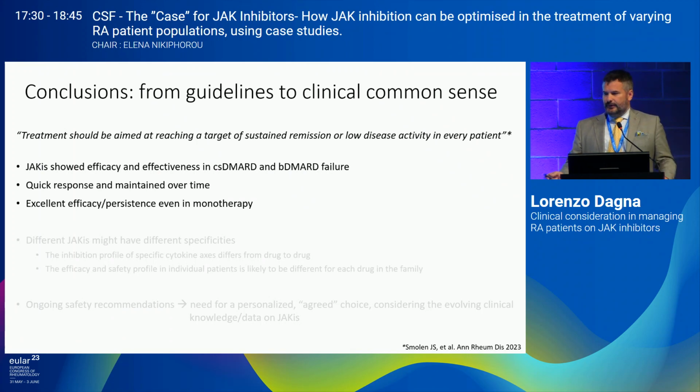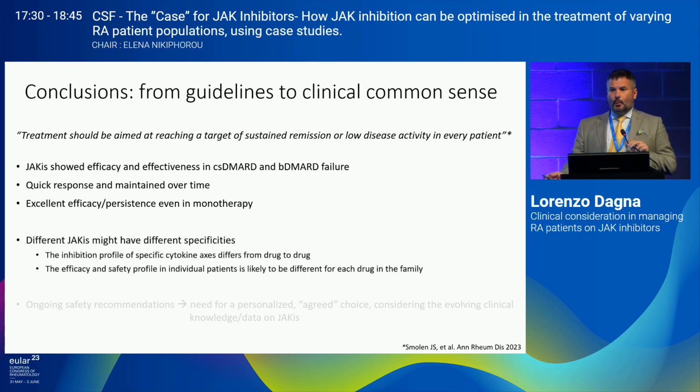We know, and also the previous discussion pointed out quite clearly, that JAK inhibitors showed efficacy, effectiveness in both csDMARD and bDMARD failure. They have a quick response, and the response is maintained over years. And they show excellent efficacy and persistence even in monotherapy. We also know that probably different JAK inhibitors may have different specificity, and clearly the profile of inhibition of specific cytokines is different from one drug to another. Likely, as JAK-pot suggested, you can cycle to another JAK inhibitor and that will give efficacy that the other drug is not able to give, and probably also the profile of adverse events will be different. So I quite agree with the fact that the regulatory agency needs to be extremely cautious.